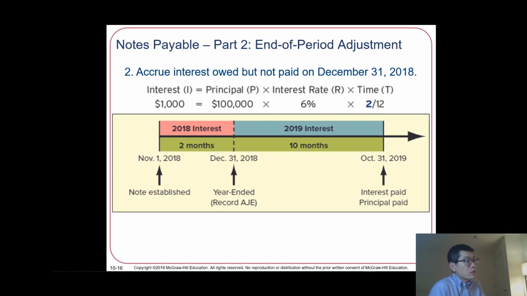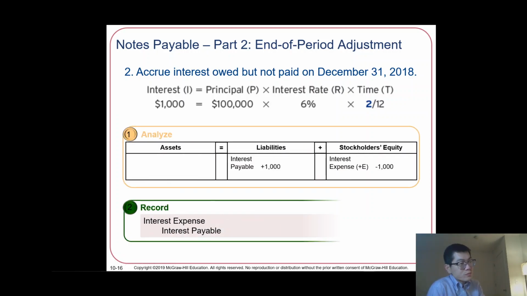So using that formula, interest equals principal times interest rate times the length of time that we use this money for. So it's principal $100,000 times the annual interest rate 6% times 2/12. That means it's 2 months out of 12 months. And this is $1,000. That is the interest expense for using that $100,000 principal for 2 months in 2018. And now we need to make the journal entry as debit interest expense $1,000 and credit interest payable for $1,000.